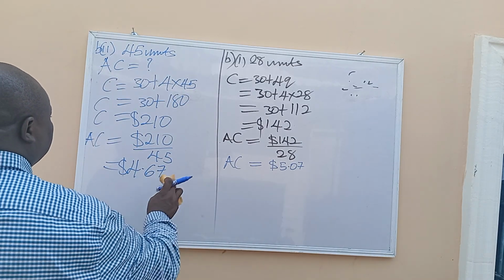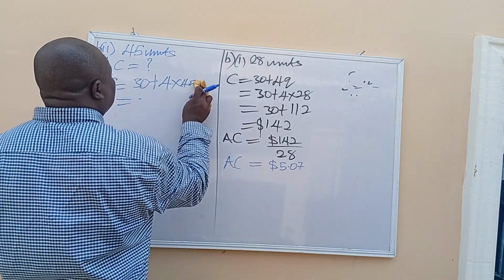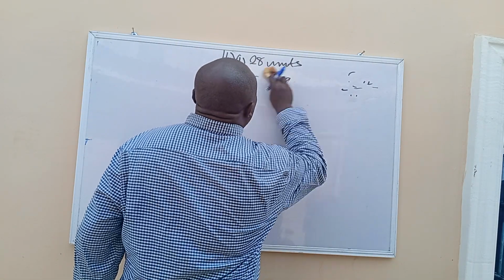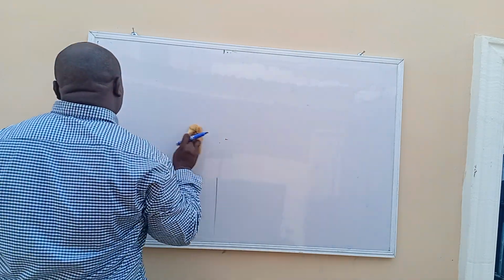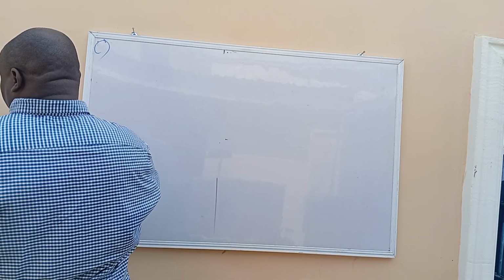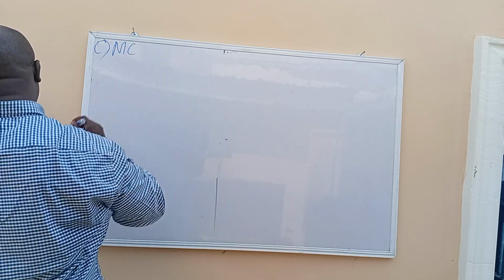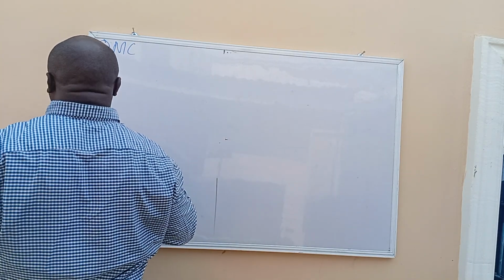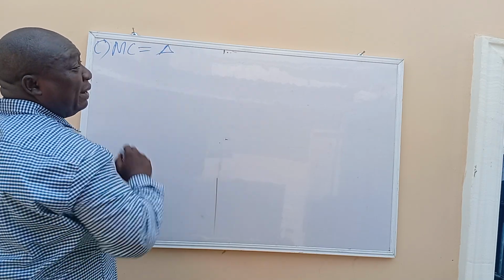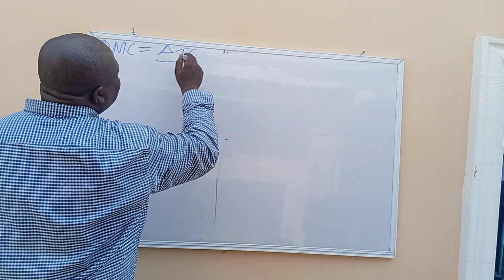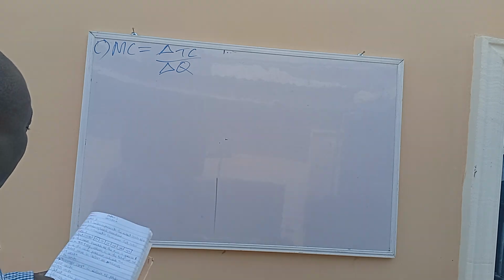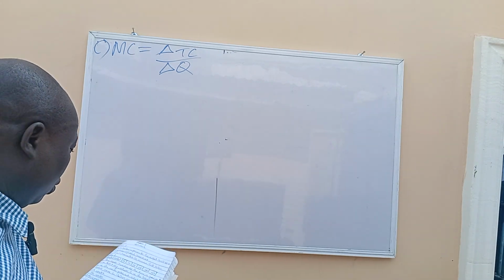I want to clean all this. So the question says, we are in question what now? We are in question C. And the question says, what is the marginal cost in dollars of producing 28 units? And by formula, to get marginal cost, it's change in what? Total cost over change in what? Level of output. Okay?